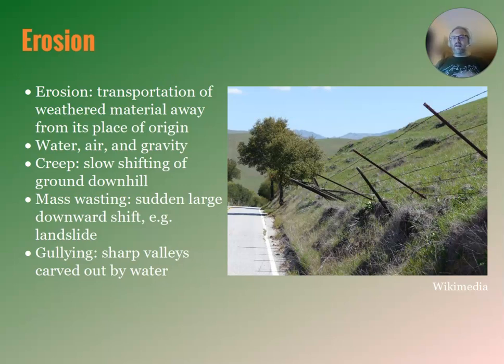And that can happen even on a hillside where there's not a continuous stream, but where there's just water flowing down it whenever it rains. That water can form these sharp, narrow gullies that move a lot of material downhill very quickly. So a high rate of erosion happening there.